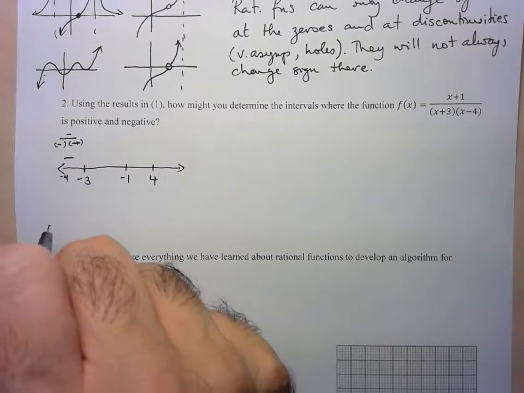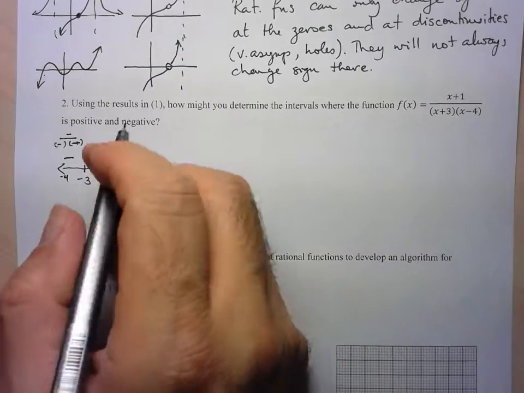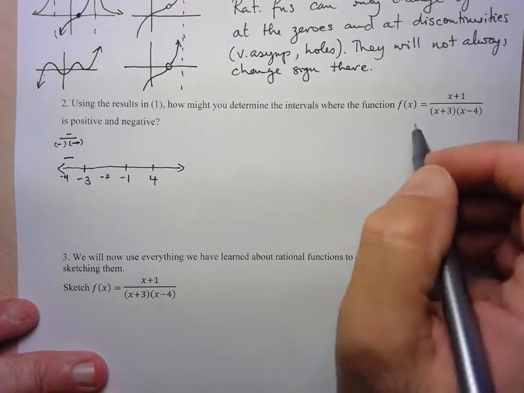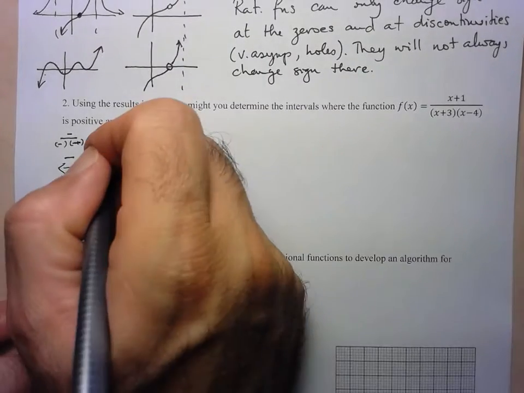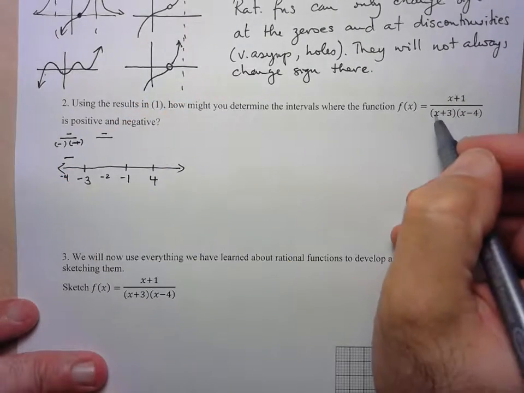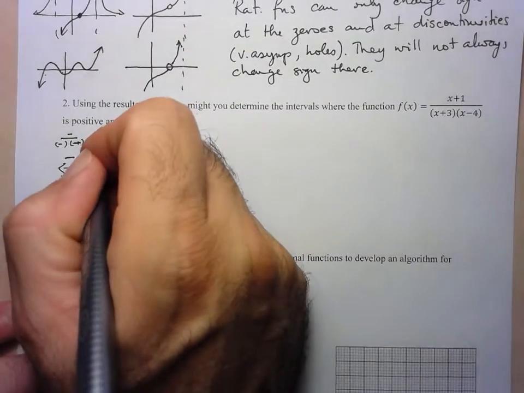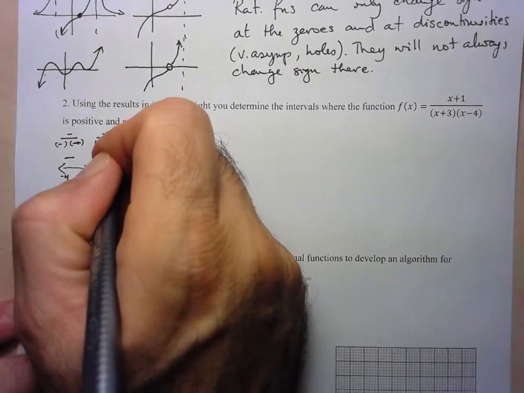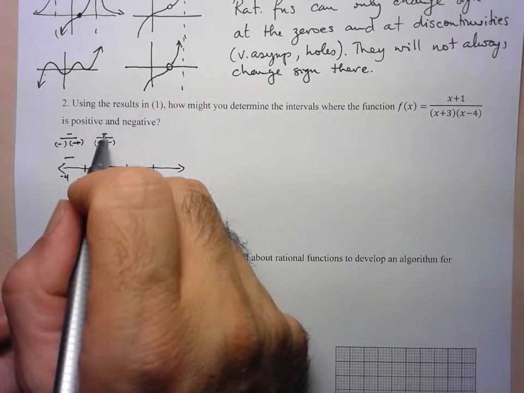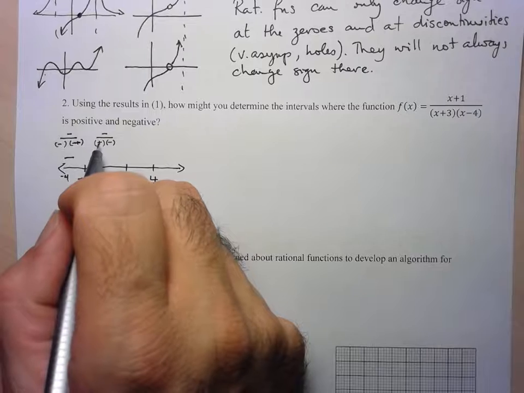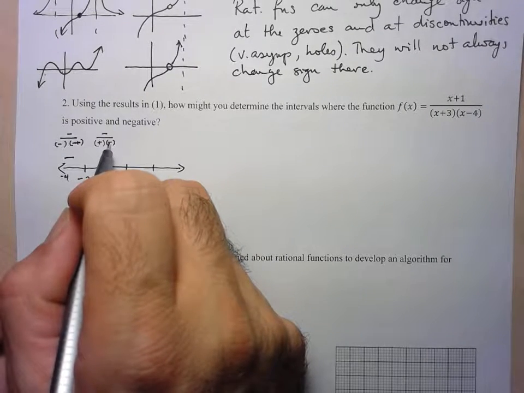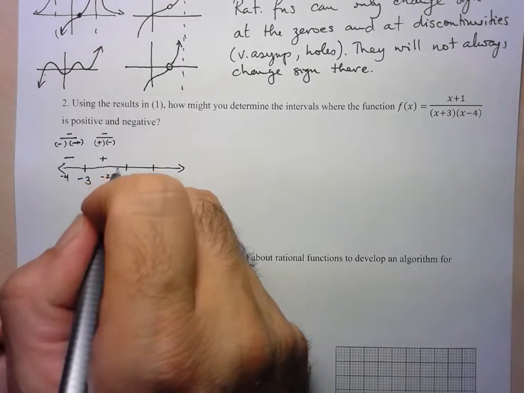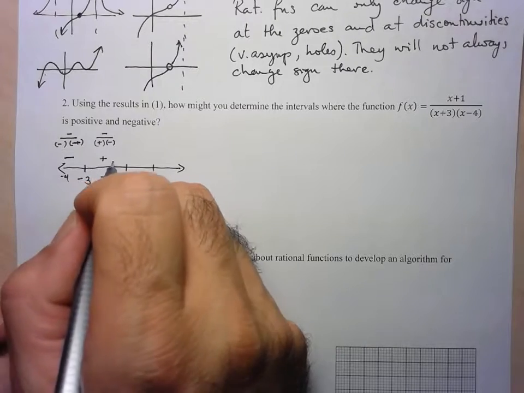Let's now go to this interval here. Let's pick a number between -3 and -1, so let's pick -2. Again, let's put this into each of these components. -2 plus 1 is negative. -2 plus 3 is a positive number. -2 minus 4 is negative. So what do we have? Still a negative number in the numerator, but in the denominator I have the product of a positive and a negative number. So negative divided by negative, positive. That means in this interval, between -3 and -1, all the y values have to be positive.